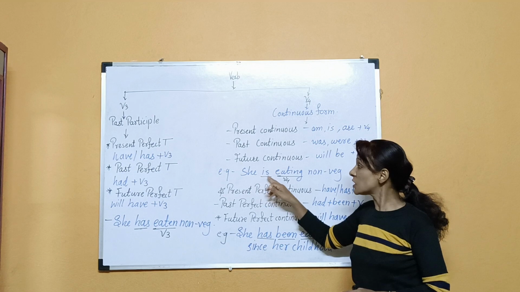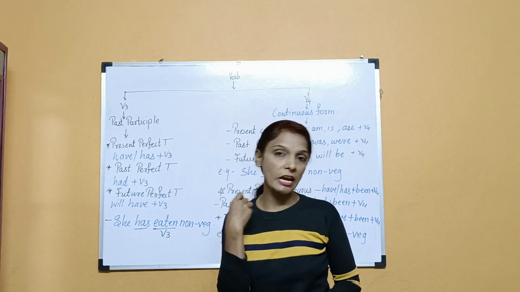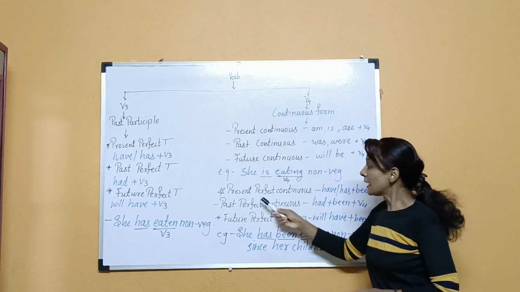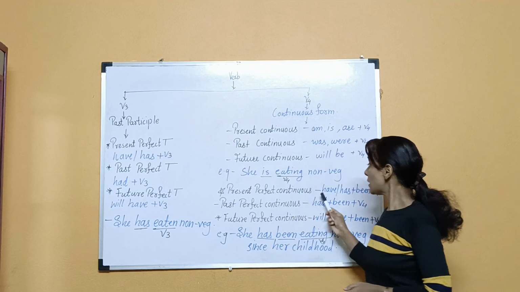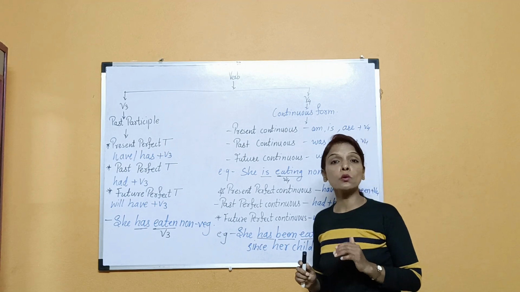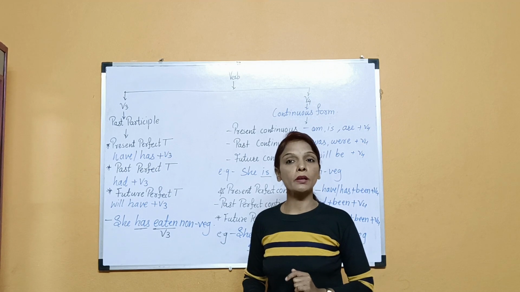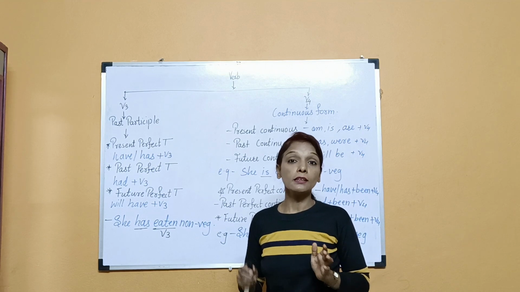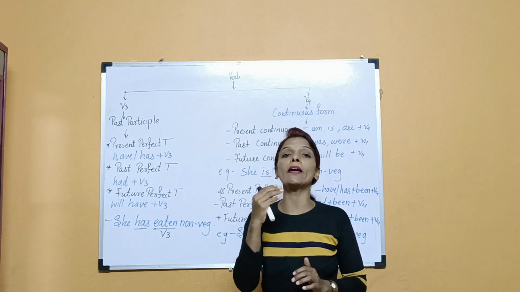For example, she is eating non-veg. That means the action is going on. The action is continuing. Like, I am teaching. Now the action is going on. And next, it is also used for present perfect continuous tense with have, has, been and the V4 form. That means suppose you are carrying on any action for a long time. For example, I have been teaching English for 16 years. That means for 16 years it has been going on and right now I am teaching English.